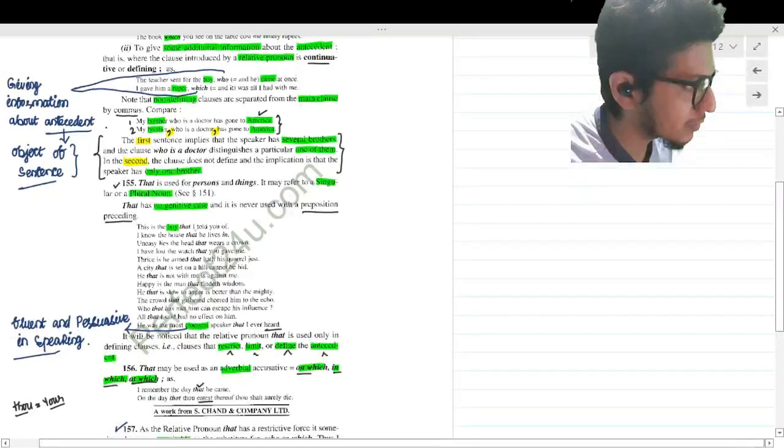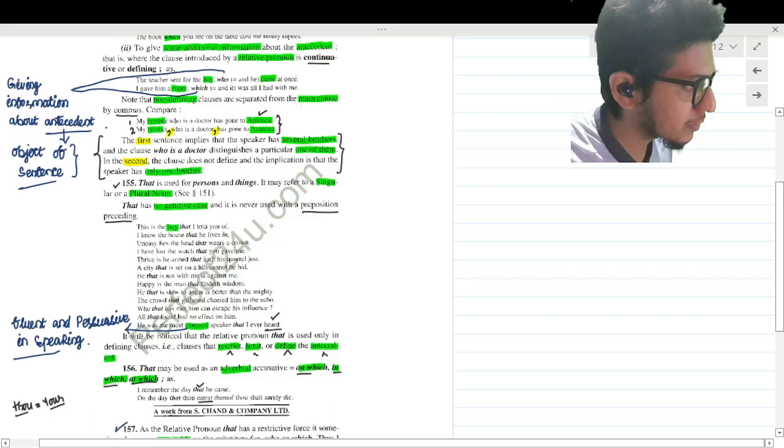This is the boy that I told you of. He was the most eloquent speaker that I ever had heard. He is the most eloquent speaker that I ever heard. Eloquent means fluent and persuasive in speaking.